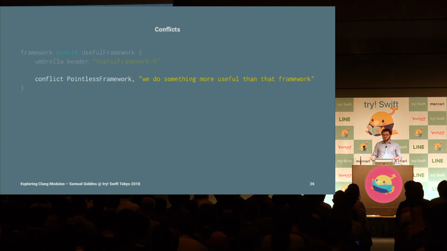The conflict declaration allows a module to say that it is completely incompatible with another module. In this case, if you import useful framework in the same file as pointless framework, the compiler will give you a warning about the conflict that will even include the message given in the module map.